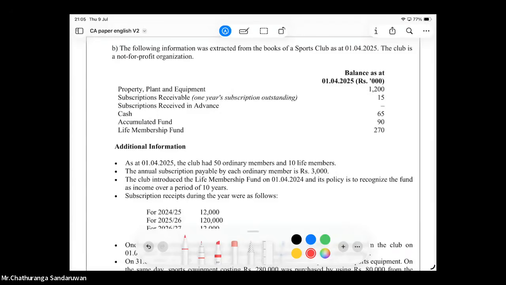Shall we make it as, like, the accumulated fund is incorrect, this one. Can you write it as 1200, wait, 80 minus 270, write 1010, 1010.